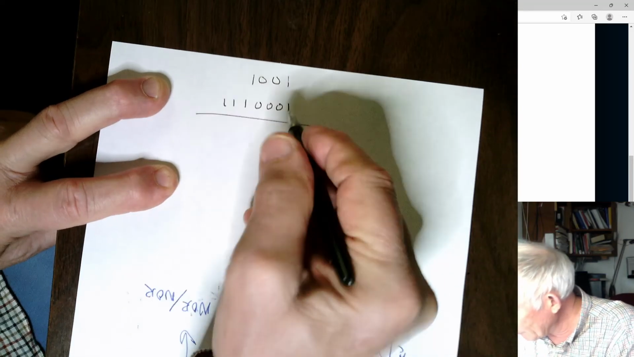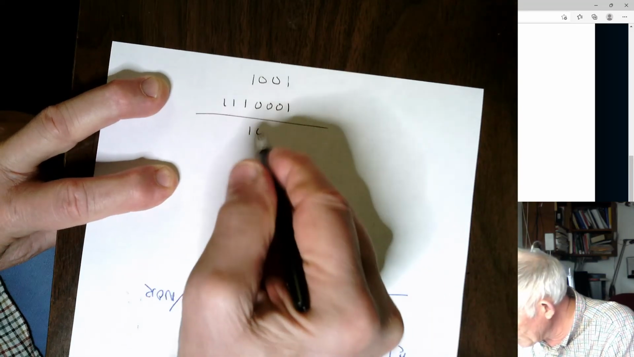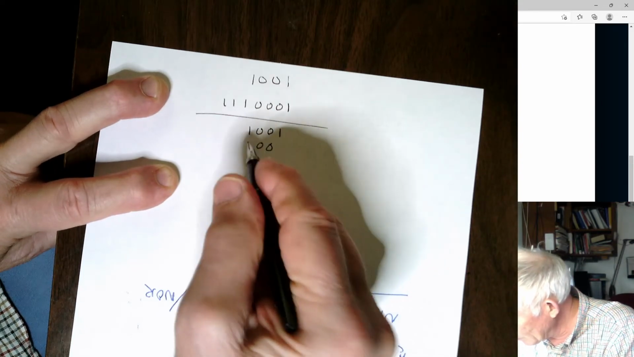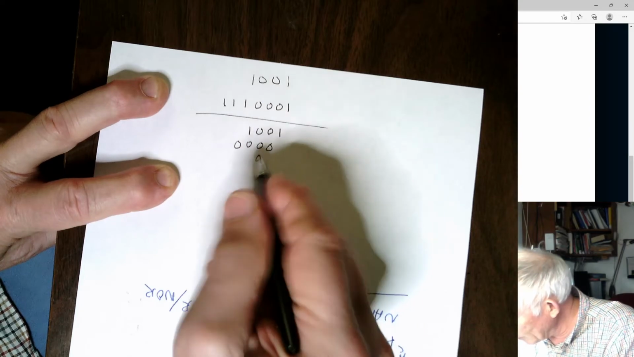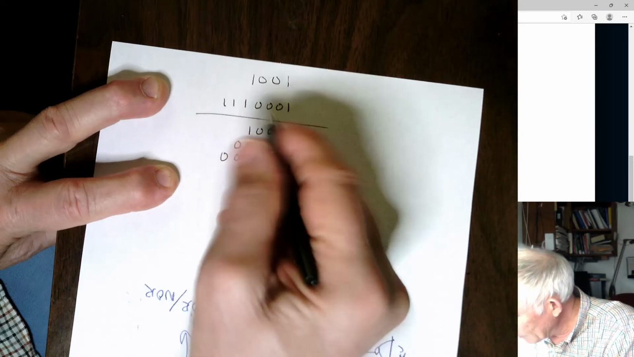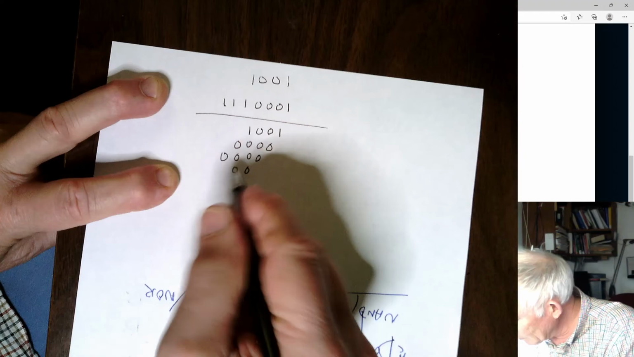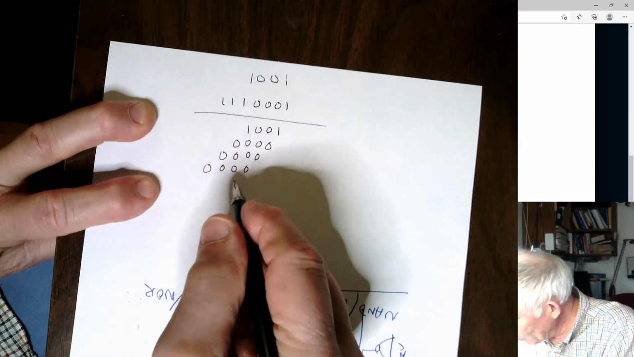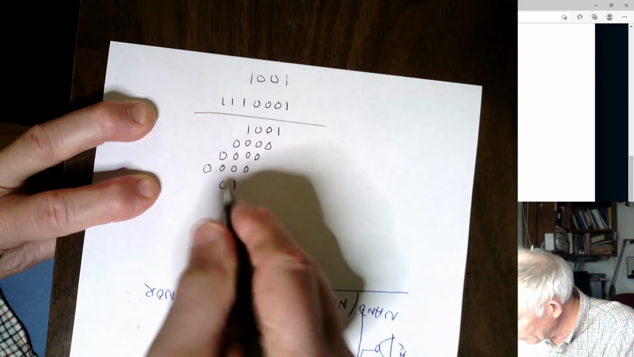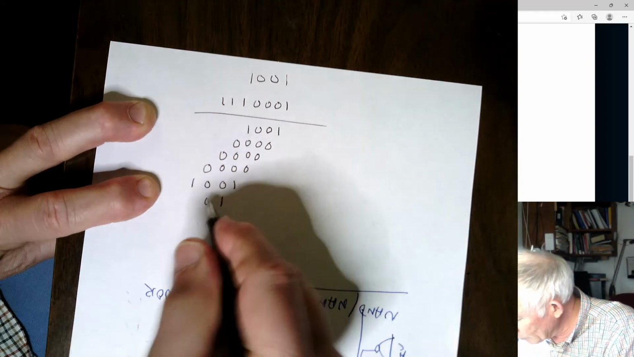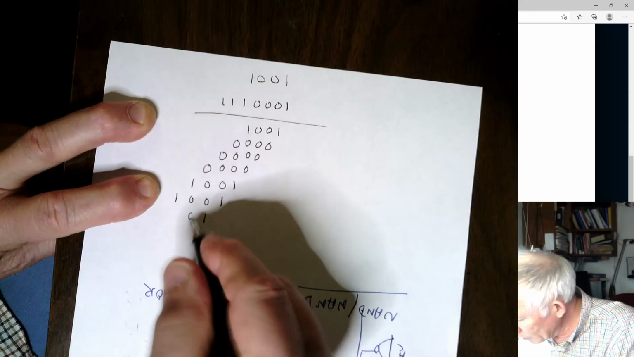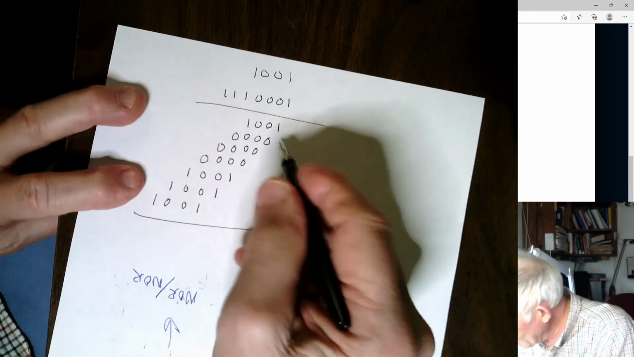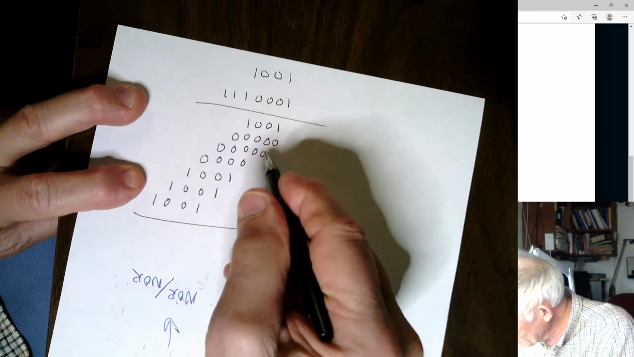All right. So the first one, we copy this, 1, 0, 0, 1. Then we copy just zeros. Then we copy just zeros again, shifting each time. Copy zeros again. And then we're going to copy this 3 times: 1, 0, 0, 1, 1, 0, 0, 1, 1, 0, 0, 1. Now we're going to add all this up. So maybe I'll put in all the rest of the zeros.